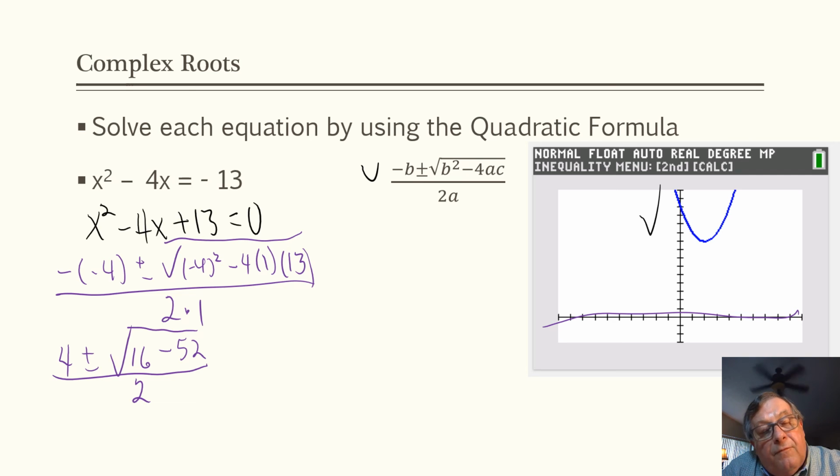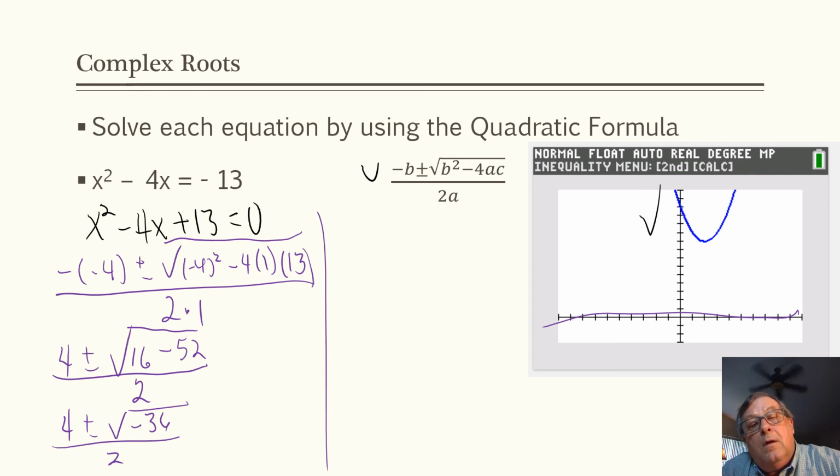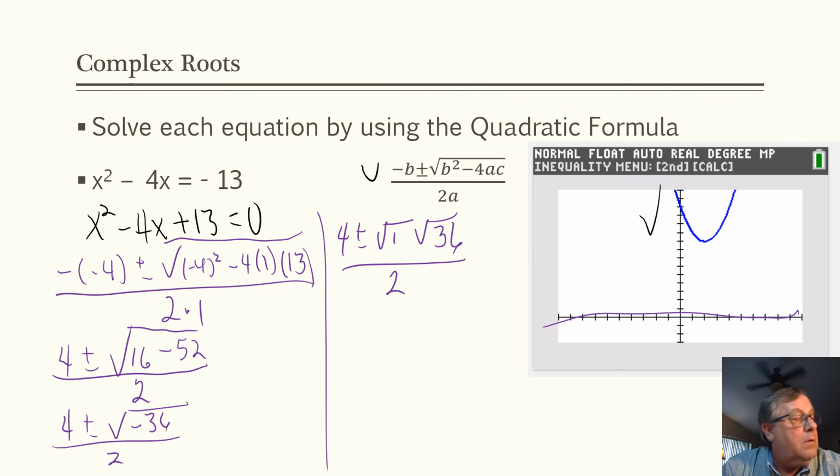Okay, and then we got 4 plus or minus the square root of, let's see, 16 minus 52 is negative 36 over 2. And then we got 4 plus or minus, let's call it the square root of negative 1 times the square root of 36 over 2. And 4 plus or minus, well, the square root of 36 is 6. Square root of negative 1 is i over 2.